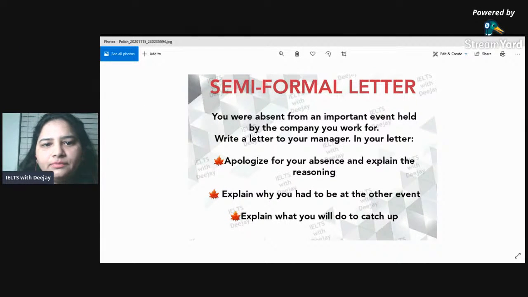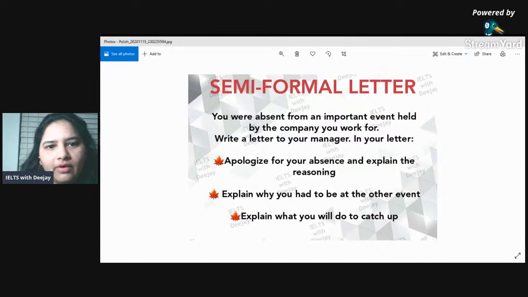This is the letter, the semi-formal one that I want you to write so that you can get it evaluated. You can take a screenshot of this, or I will send it in the WhatsApp group so that you can see and you can write this one. This one is a semi-formal letter. Just follow the format that I am telling you, that you have to start with dear, the name of the person, and then you will write your purpose of writing.